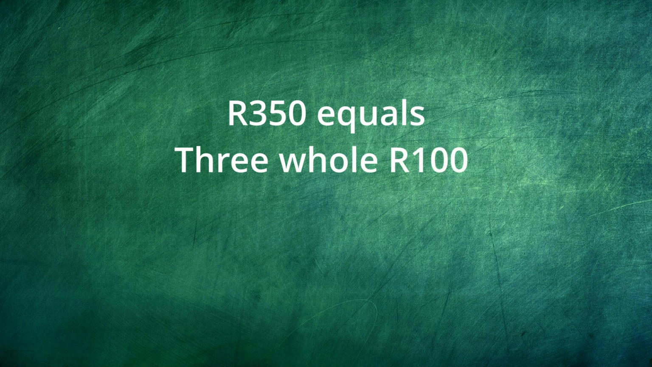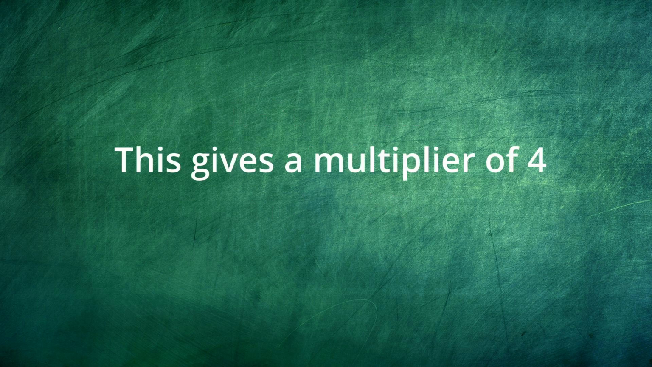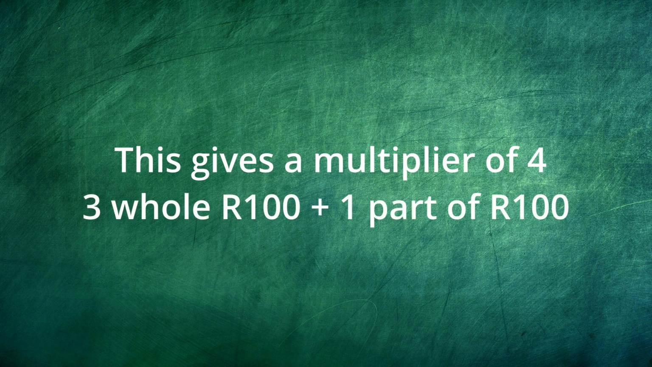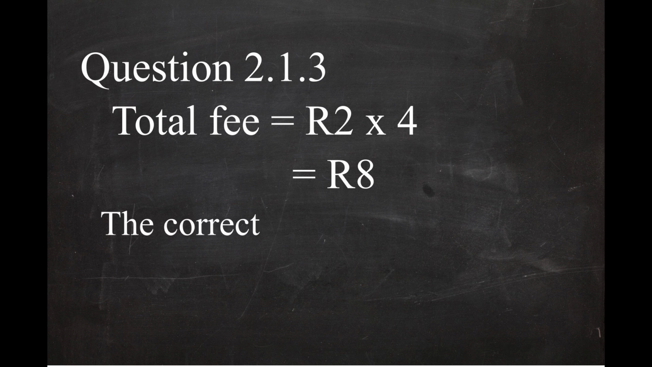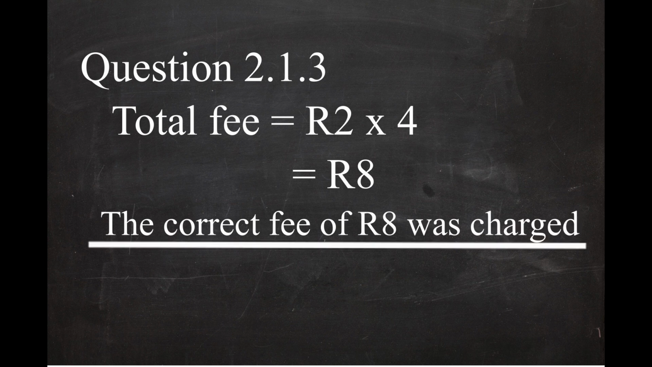In the case of 350 Rand, there are 3 whole 100 Rands and a 50 Rand which is a portion of 100 Rand. You count the remaining 50 Rand as a whole 100 Rand. So this gives a multiplier of 4. That is the 3 whole 100 Rands plus the 1 part of 100 Rand. So the total fee will be 2 Rand multiplied by 4, and this gives us a charge of 8 Rand. Since the charge you calculated is equal to the amount charged by the bank, you have to state in your answer that the correct fee of 8 Rand was charged. If you don't make this last statement, you will lose 1 mark.